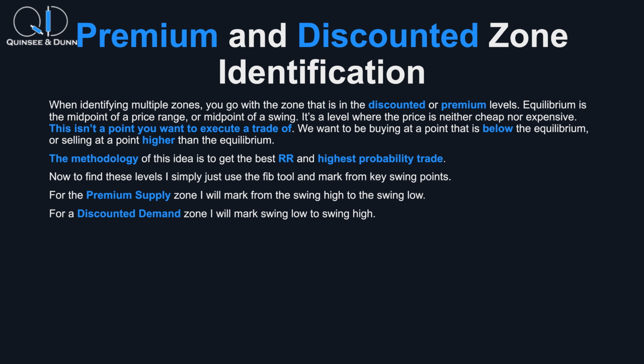Now to find these levels, I simply use the fib tool and mark from the swing points. For premium supply, I'll mark from the swing high to the swing low. For a discounted demand, I'll mark from the swing low to the swing high.